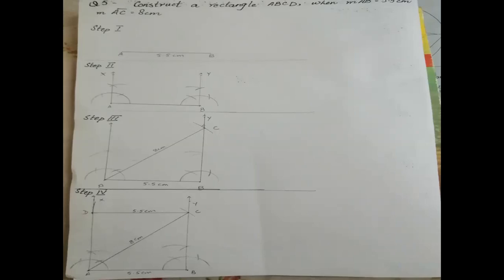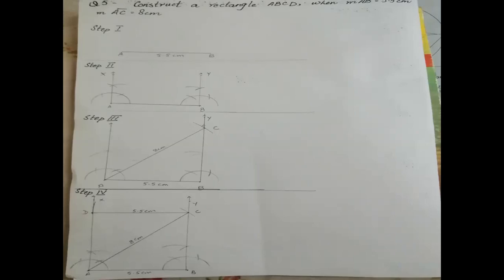Now the other measurement, which is AC, 8 centimeter. Open your compass 8 centimeter. Put your compass on point A and cut the angle of 90 degree which we drew on point B. The line of the 90 degree angle and the arc meet each other at point C.